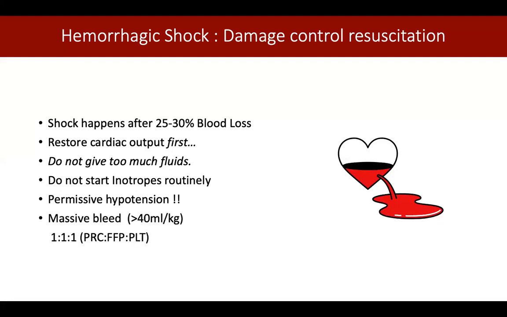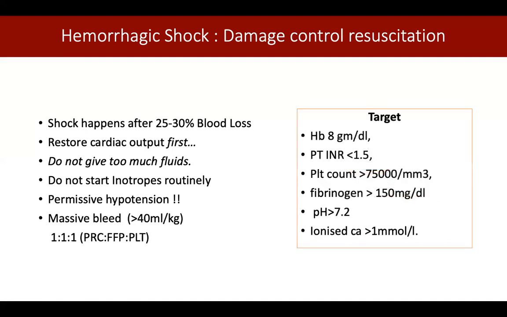And whenever you are encountering a massive bleed, that means in a child when the amount of fluid or blood required is more than 40 ml per kg, always go for 1:1:1 transfusion. That means 1 unit of PRC followed by 1 unit of FFP and 1 unit of platelet, that is appropriate to the weight of the child.